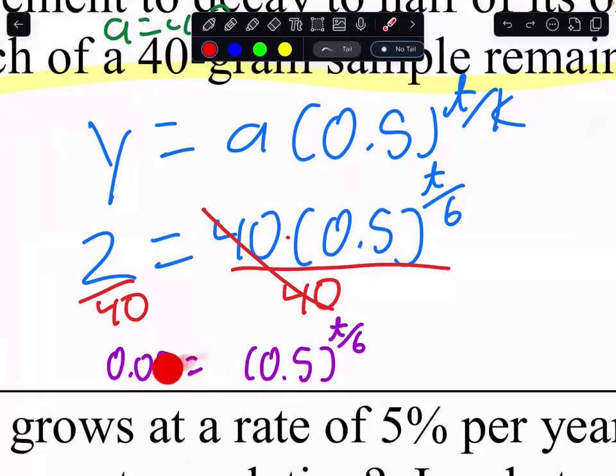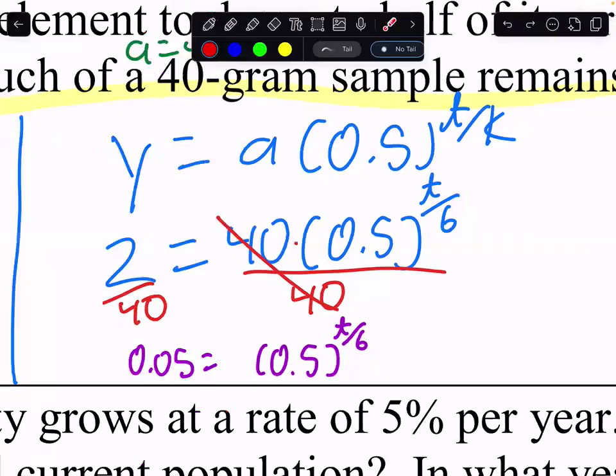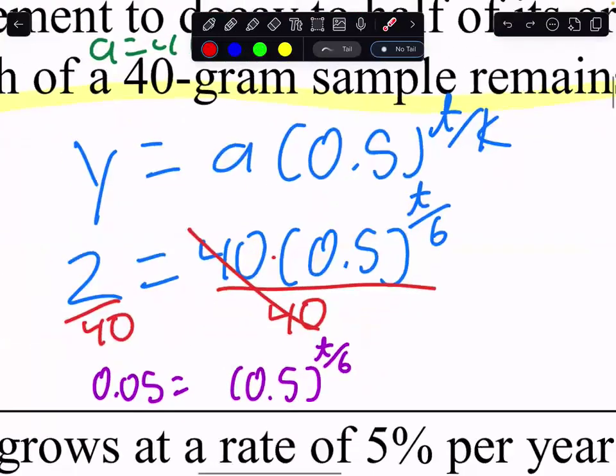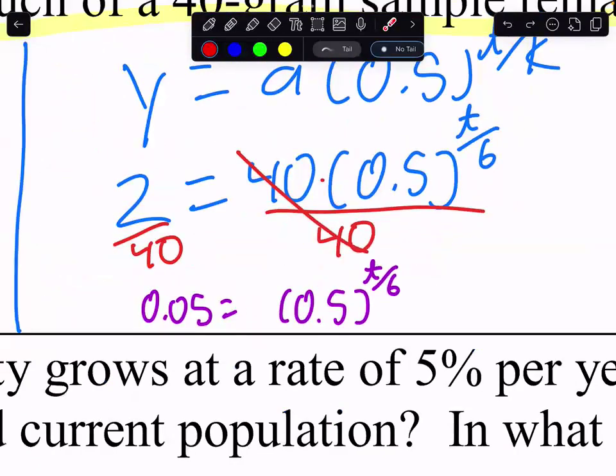Okay, so we have this equation at this point. To get the variable out of the exponent, we're going to do a log of both sides. So on the first problem, I did natural log because the base was e. But here, the base of 0.5, you can do log, you can do natural log, doesn't really matter. I'll just do regular log this time, I guess.